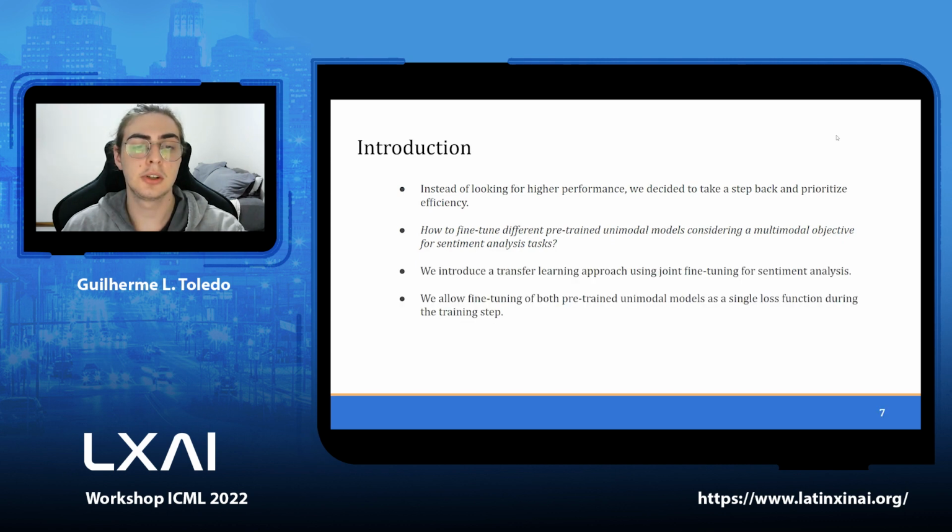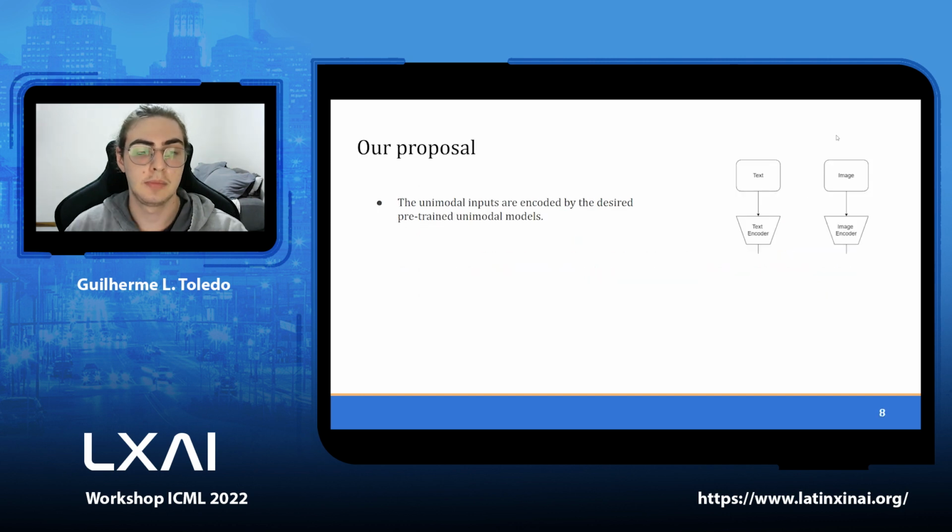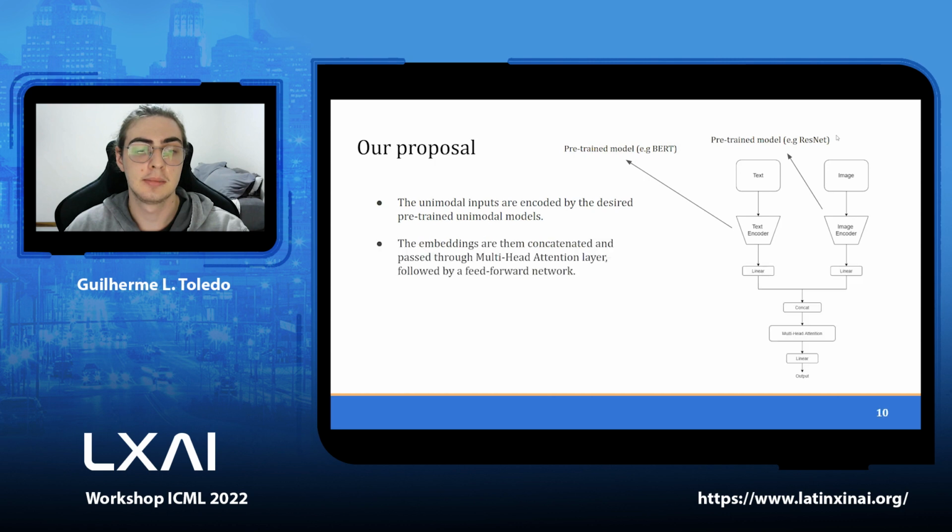We introduced a joint fine-tuning approach for these models, allowing both of them to be fine-tuned with a single loss function during the training step, along with an attention method for modality fusion. Our architecture represents a simple and effective approach for multimodal sentiment analysis. At the top of the architecture, there are two encoders equivalent to unimodal pre-trained models on uncorrelated data. It is important to note that this can be any unimodal architecture. This approach provides flexibility for the task.